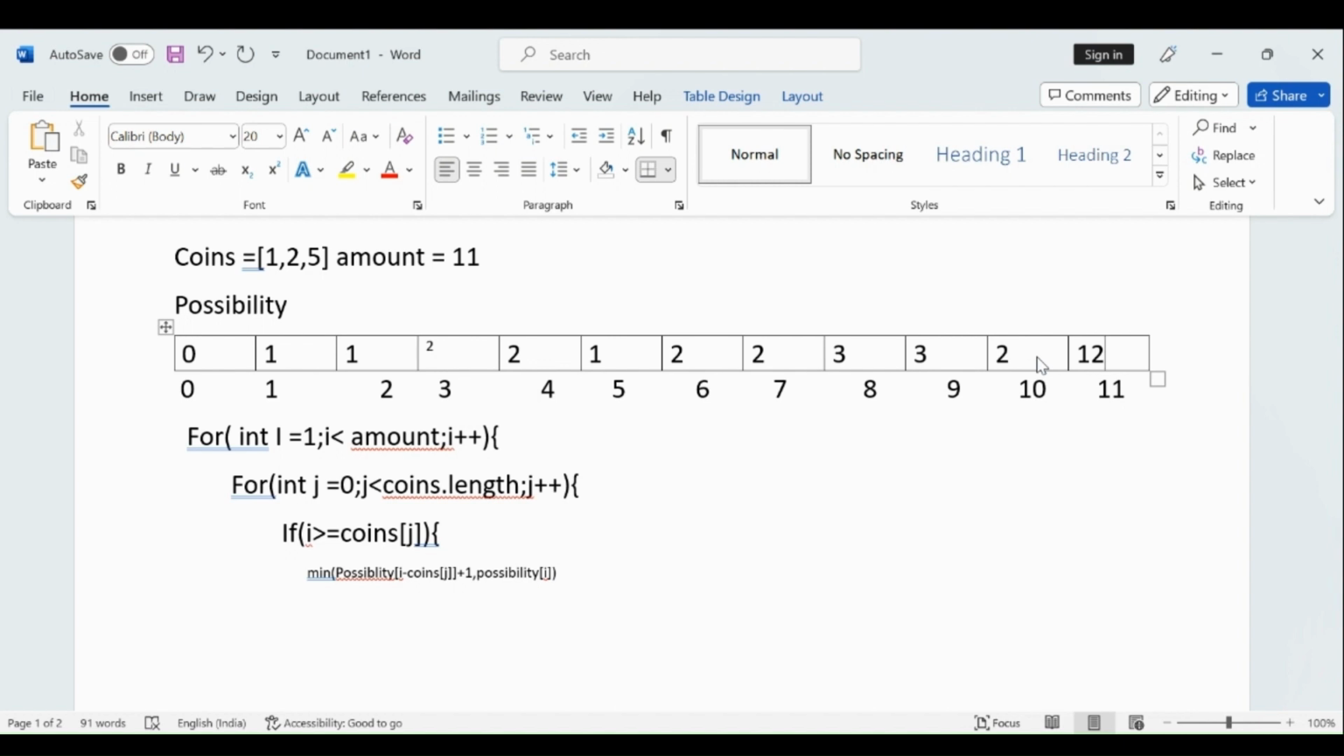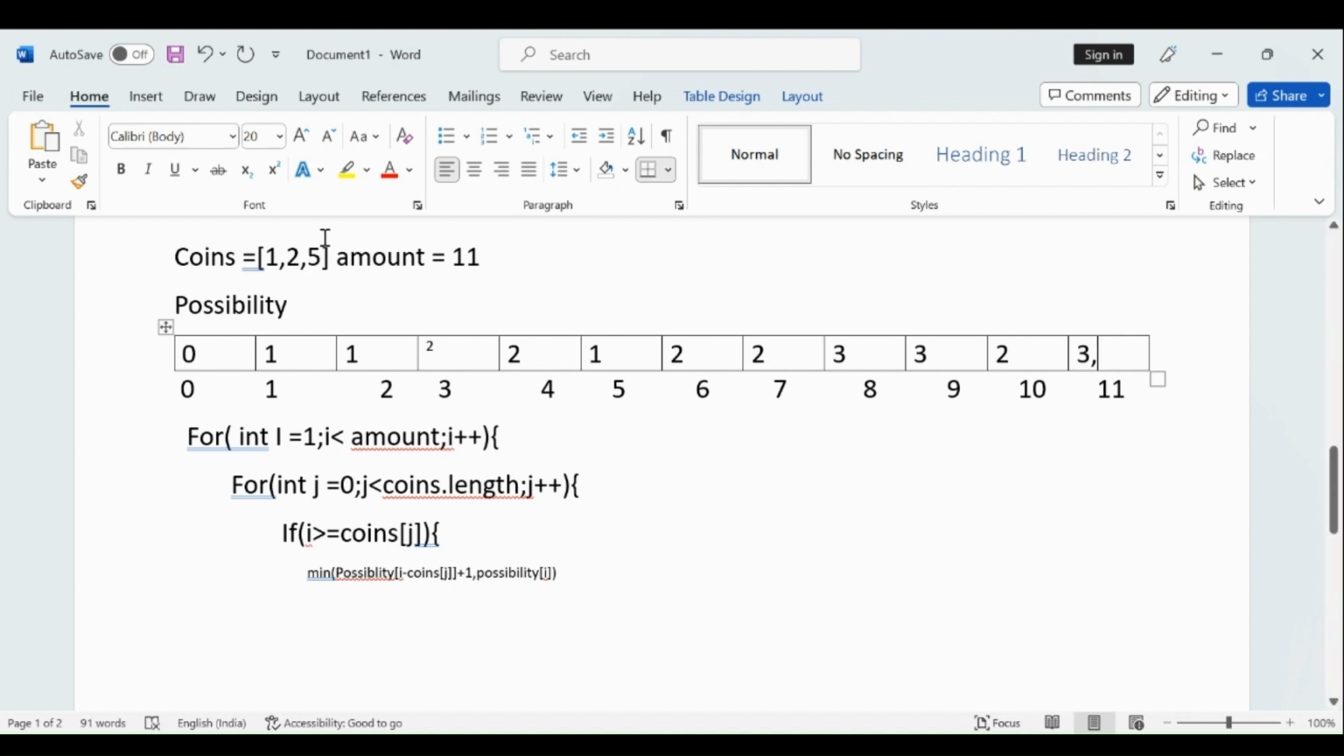Now let's move to our main problem, which was 11. I hope you are seeing how previous computation is helping us reach the next problem. So now we reach our final problem, which was for 11. Say you try to use coin 1. So 11 minus 1 will be 10, and the minimum number of coins required to reach the amount 10 was 2. And you are using one more coin, so your answer will be 3 in this case.